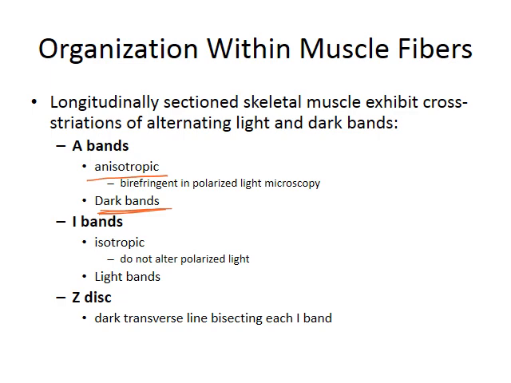The I bands, meaning the isotropic for the I, these are not birefringent in polarized light microscopy. So these are going to be the lighter bands that we see under regular light microscopy. And then finally we have our Z disc. This is going to be a single dark line that goes down the middle of each I band. So bisecting means that we're going to go through it.